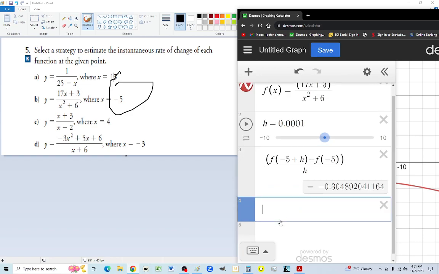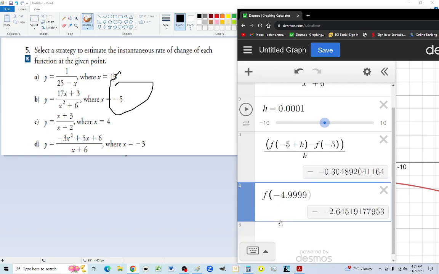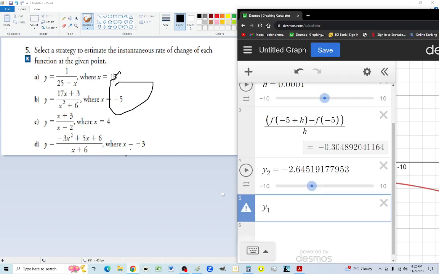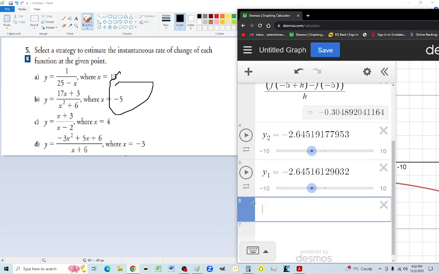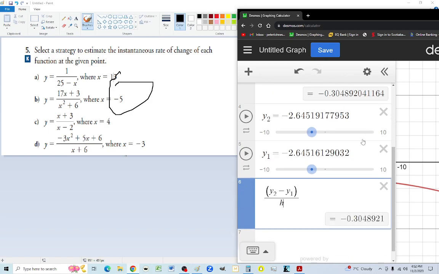Now, if we were to calculate f of minus 4.9999, that would be the same as our y2. That's a point to the right of my x. And my y1 would be the same as f of minus 5, which is this here. That's my y1. Which means my y2 minus my y1 divided by my h should give the same answer. And it does. Pretty much.